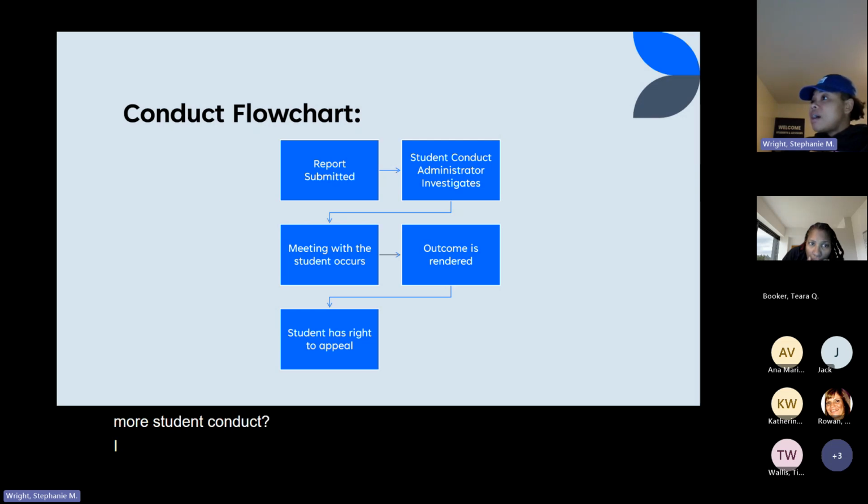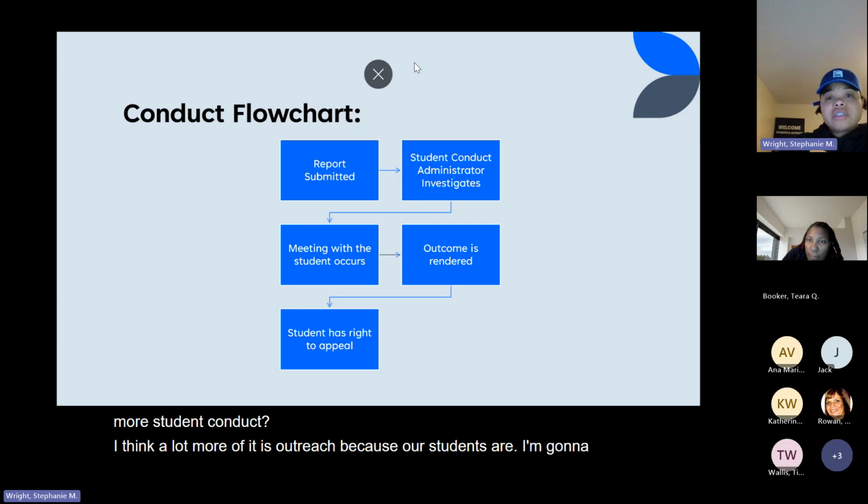I think a lot more of it is outreach. Because our students are, I'm going to stop. I don't know why I'm still sharing this. I'm going to stop.